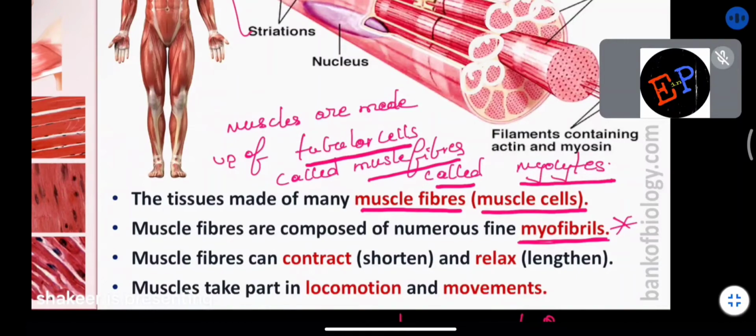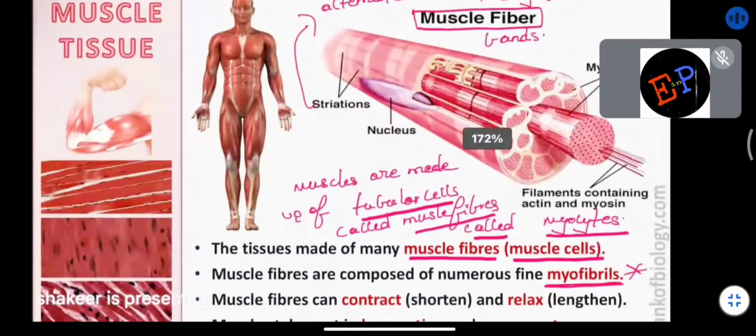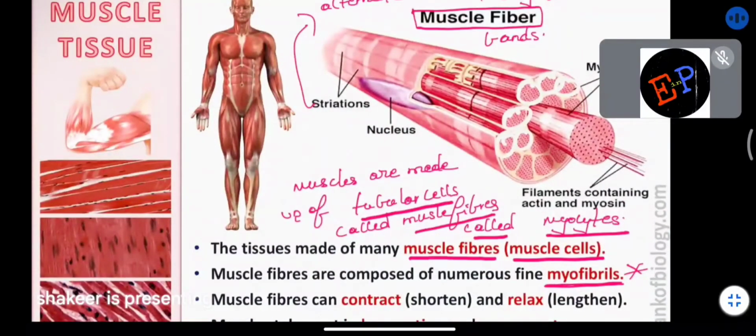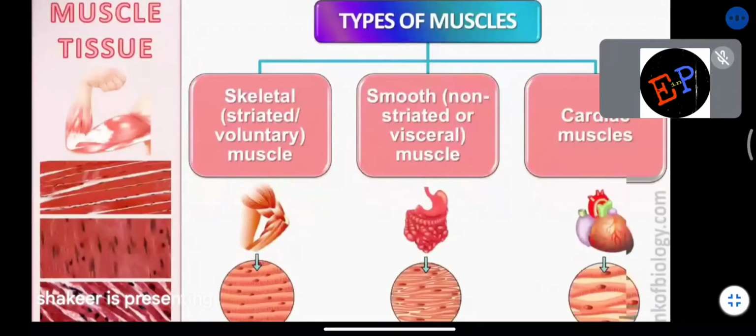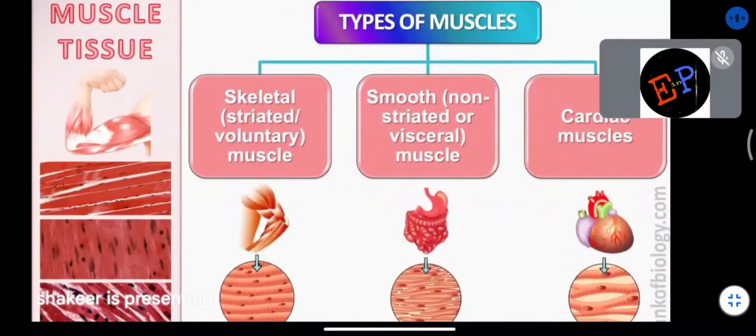So muscles take part in locomotion and muscles take part in movement. Already we know, no? Muscles are responsible for locomotion also. They are responsible for movement also. They are responsible for performing different functions of day-to-day life also. Clear? Okay. Then types of muscles.